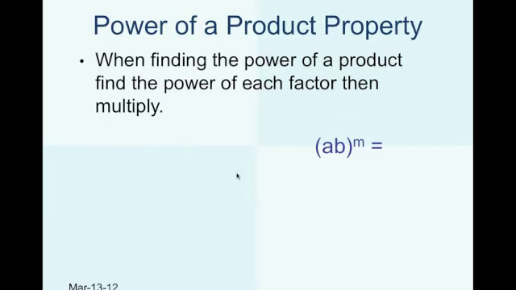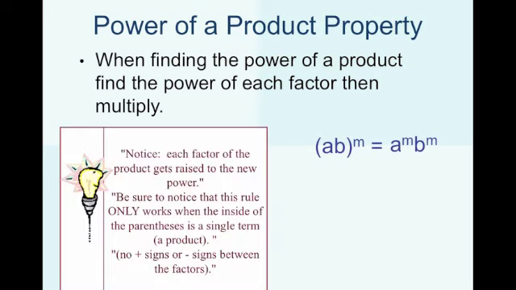There's one more, power of a product property. When finding the power of a product, find the power of each factor, then multiply. So you take your a times b, both raised to the m power, and you get a to the m power times b to the m power. Notice each factor of the product gets raised to the new power. Okay, this only works when they're inside a single parentheses and there are no plus or minus signs between the factors. Very important. Now try these.